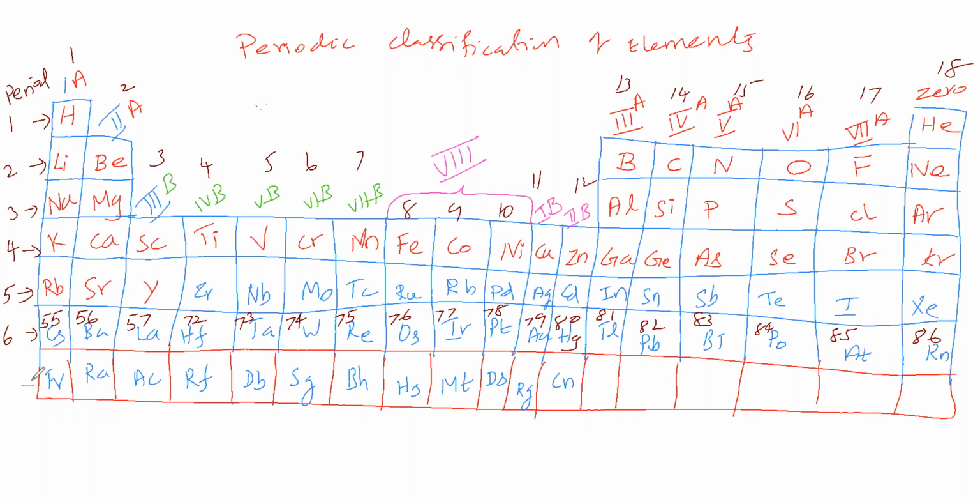Next, it is the seventh period. The seventh period contains francium 87, radium 88, actinium 89, rutherfordium 104, dubnium 105, seaborgium 106, bohrium 107, hassium 108, meitnerium 109, darmstadtium 110, roentgenium 111, copernicium 112. Next, atomic number 113. Here, 113, nihonium. Next, 114.